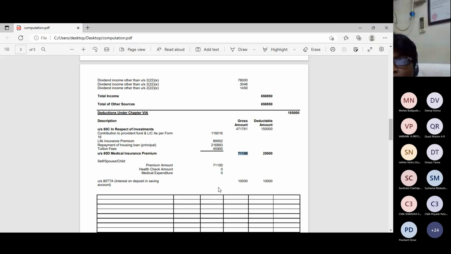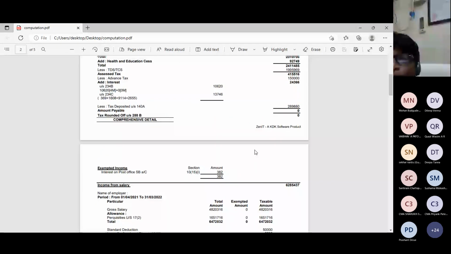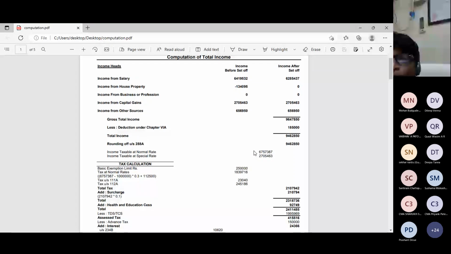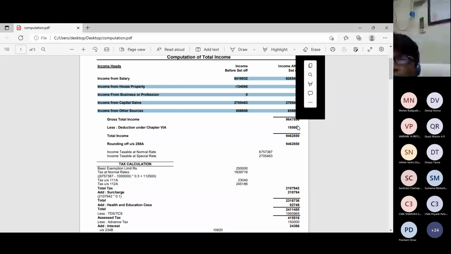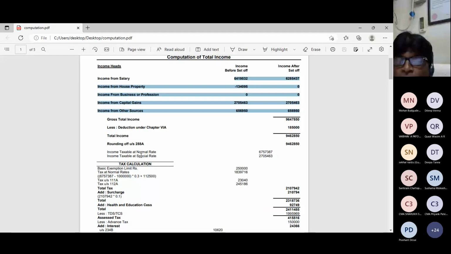For these deductions, if you go through the summary at the top sheet, you will find these are all my income elements, which constitute 96,47,850, less deductions, which we have just now seen. They are 1,85,000, coming to 94,62,850, including the special income of capital gains as well as my normal income of salary and income from other sources. So that way we have made the tax calculations for normal and for special rates.